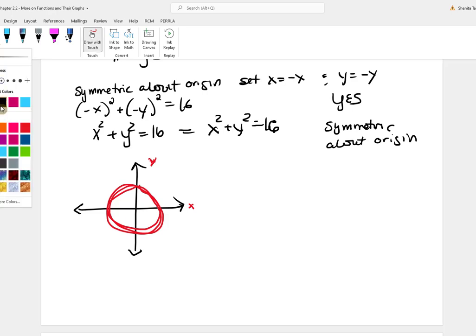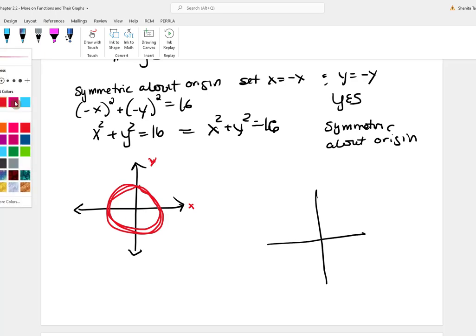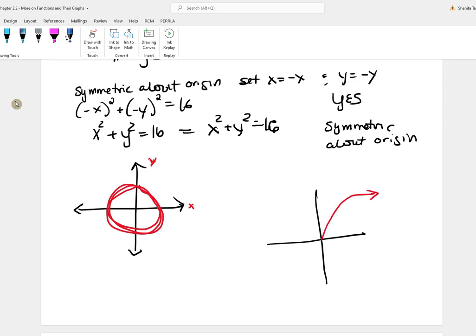Another example of symmetry about the origin is a graph like this. So if you had this and this. Now when you draw it on your paper, I'm not able to flip this document. Anyway, if you turn it upside down, the graph will look the same as it would right side up. So that's what it means to have symmetry about the origin.